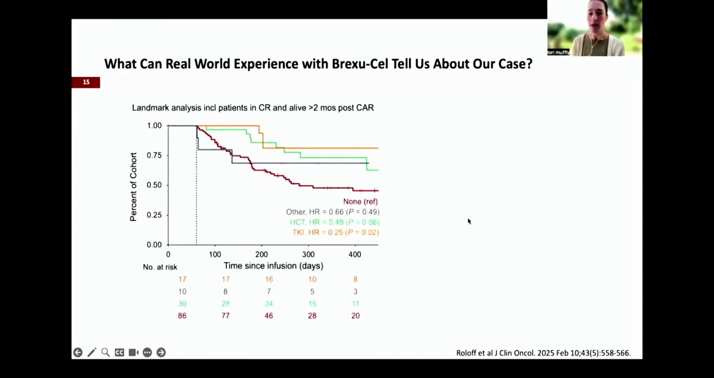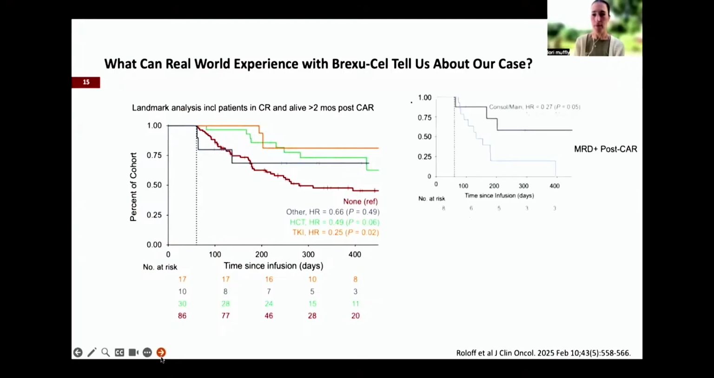So we did perform a landmark analysis. We also did, as I mentioned, time varying covariate analysis, just to really try to understand the impact of transplant and TKI use. And what you can see here, when we landmarked at 2 months post-CAR and just included patients who were alive and in remission, the use of transplant was associated with a hazard ratio of 0.49, p-value 0.06 in terms of favorable PFS. TKI has a ratio of 0.25, p-value of 0.02.